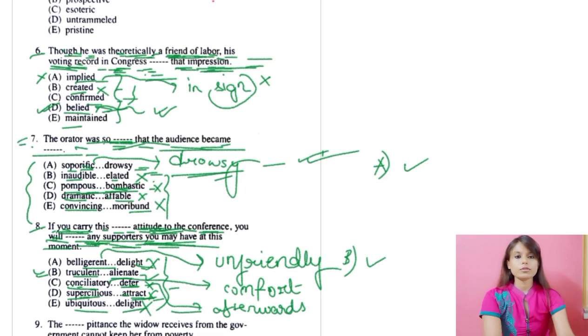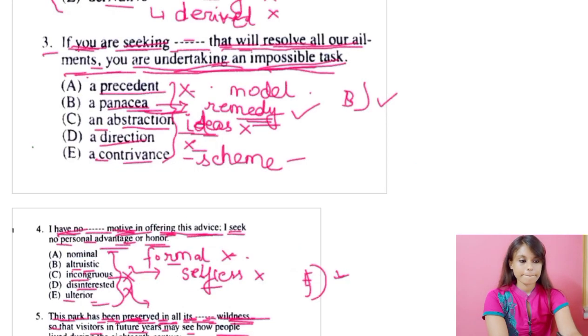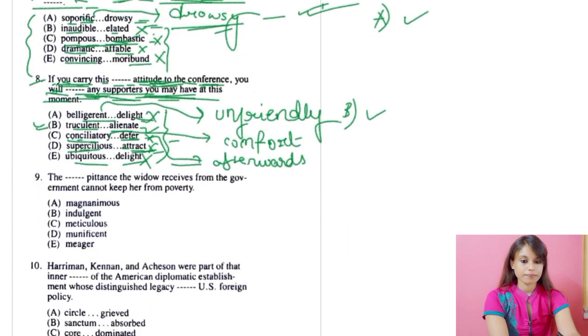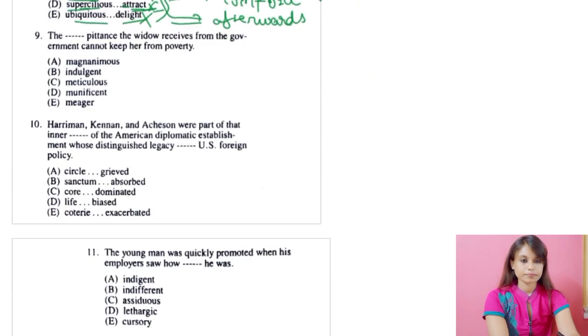Let's move over to the next question, that is question number 9. Now, according to question number 9, the dash pittance the widow receives from the government cannot keep her from poverty. So what is the meaning of pittance? Pittance means a very small amount of money that the widow was getting.